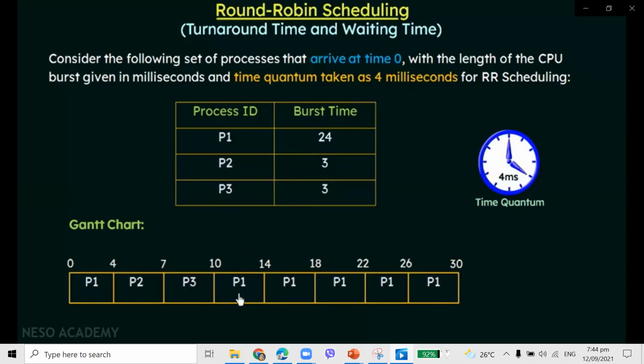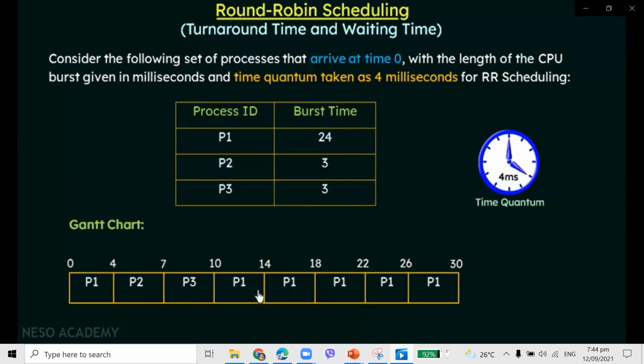So P1 will get the CPU when P3 releases it, and it will be executed for how long? We see that it will be executed only for the time quantum of 4 milliseconds. So P1 executes from 10 to 14 milliseconds. Now did P1 complete its execution now? No, P1 has not completed its execution.